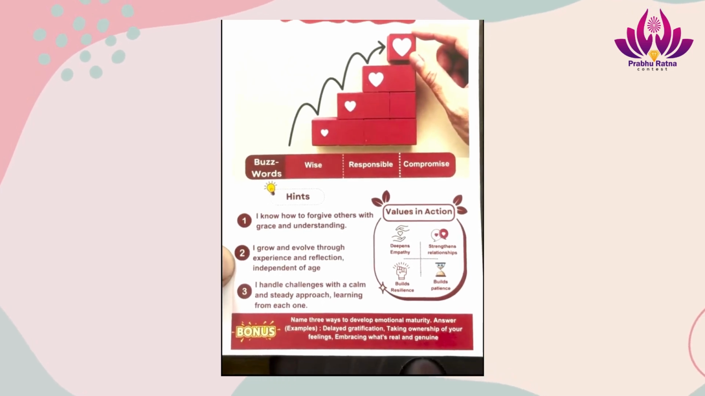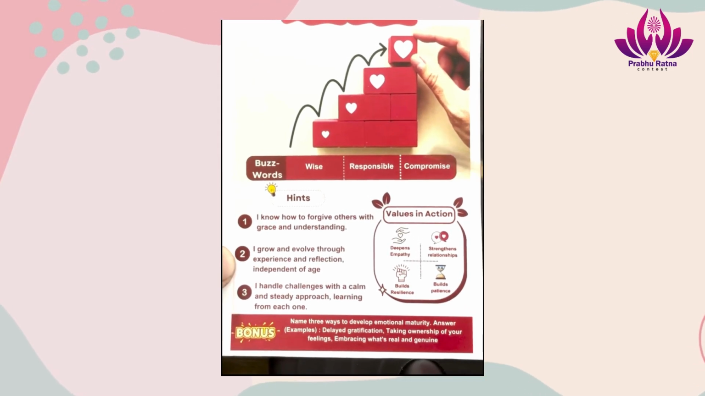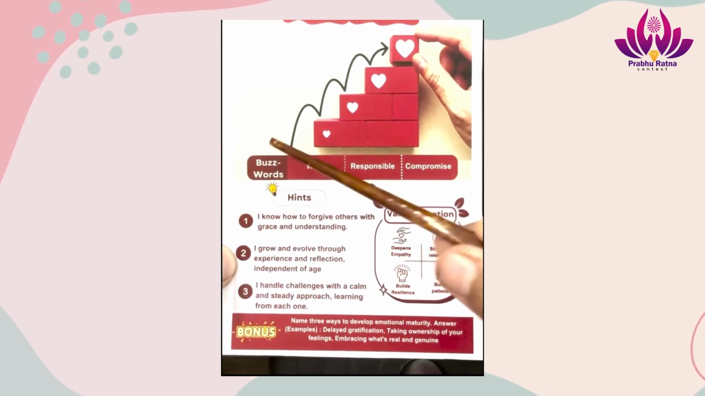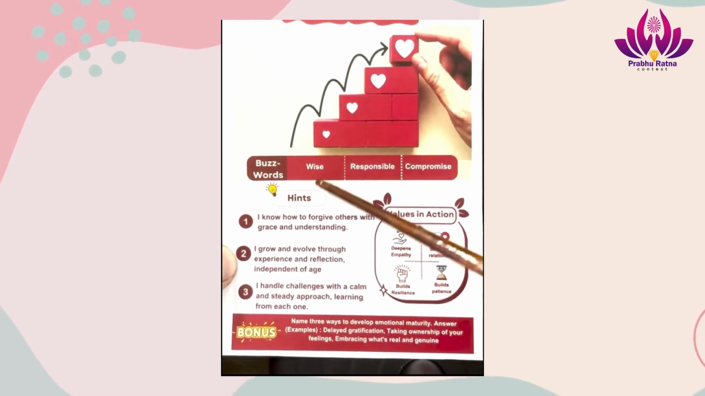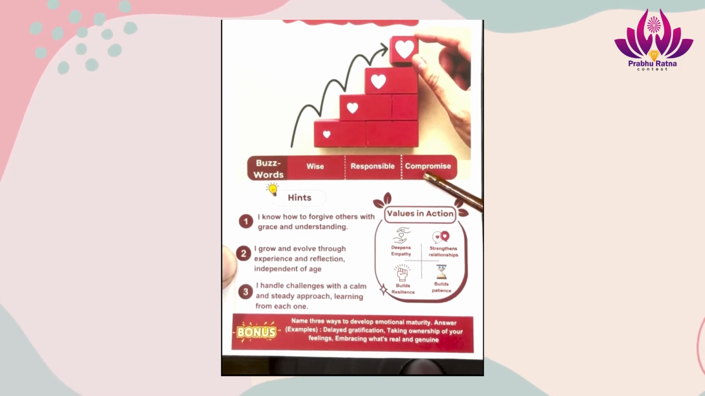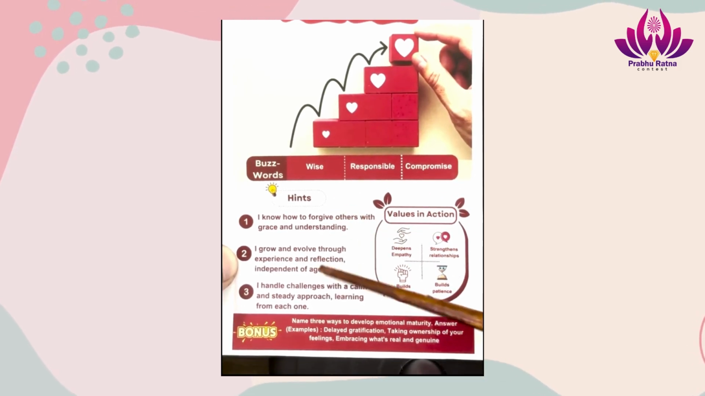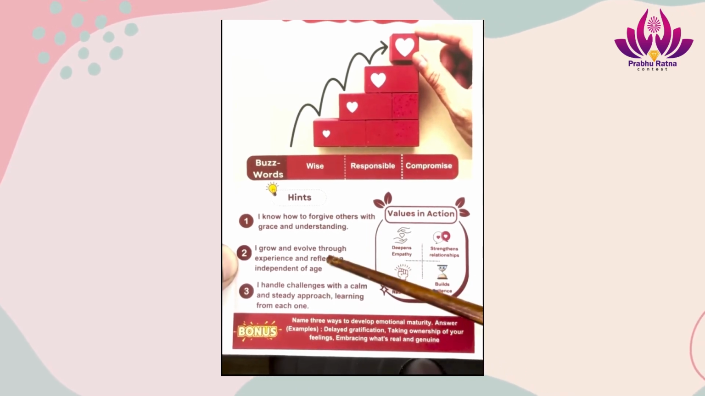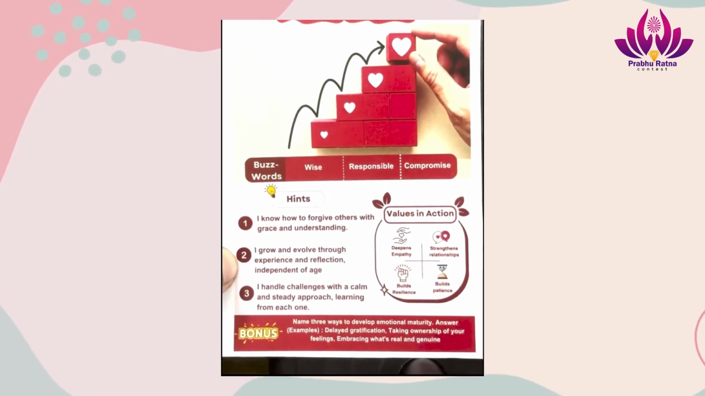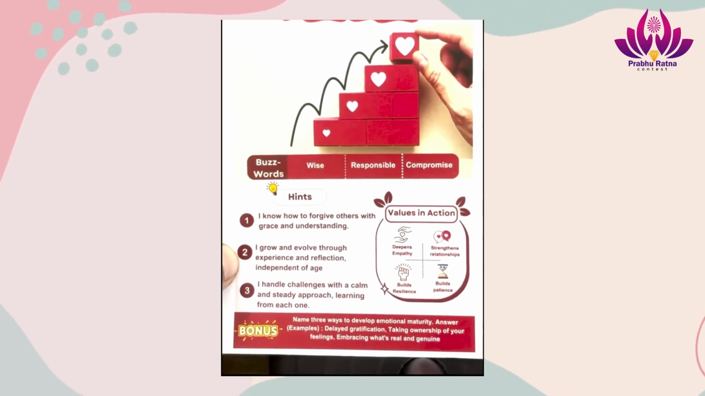Every value card has 4 components. First is the buzzwords. For every value, there are 3 buzzwords. Then there is a hint section. There are 3 hints. These hints act as additional information for the value.